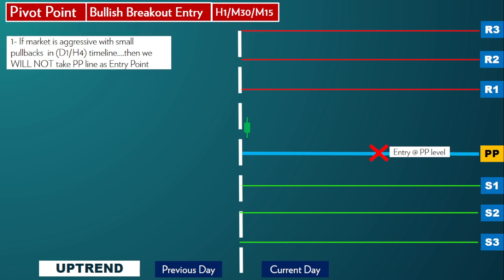Okay, now let's get down to what we are going to talk about today. Pivot point, how we take bullish breakout entry. So usually we apply pivot point in 1 hour, 30 minutes, or M15. But when we are talking about breakout scenario, in this case bullish breakout, then we need to look at the scenario of what is happening. So what is happening if the market is aggressive with small pullbacks? If market is going aggressive and it is giving us small pullbacks in daily time frame and H4 time frame, then we will not take PP line as entry point. That's one precondition that's confirmed.